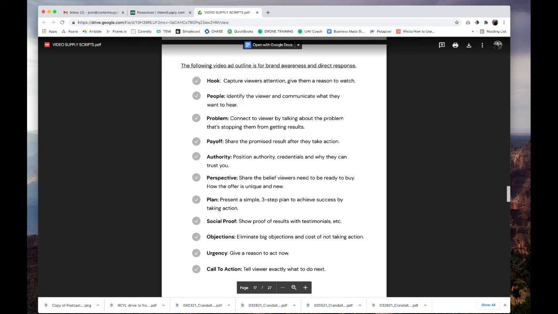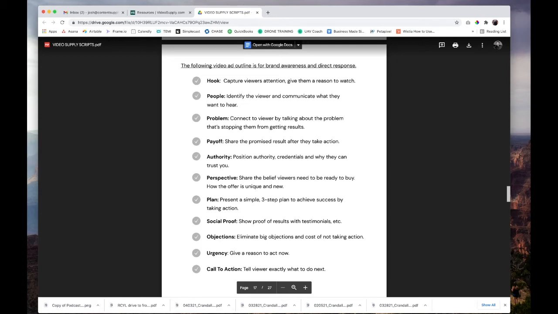Next piece is the people. You want to identify the viewer and communicate what they want to hear. And then the problem. This is where you connect to the viewer by talking about the problem that's stopping them from getting results. The next piece is the payoff. This is where you share the promised result after they take action. Then there's authority. This is positioning your authority and credentials as to why the viewer can trust you. And then perspective. This is where you share the belief viewers need to be ready to buy and how the offer is unique and new to them.